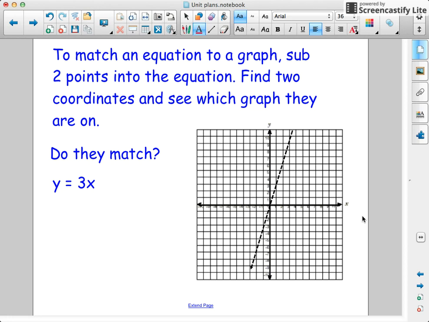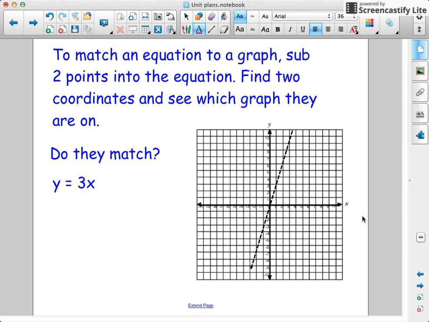Today we're going to be matching equations to graphs. To do that, what you need to do is find a couple of points on the line of the graph and substitute those coordinates into your equation and see if they match. Now you have to do it for more than one value to make sure that it is a match. But if it works for two, then it will work.